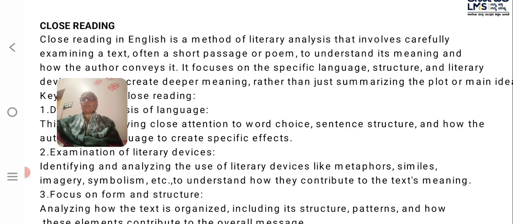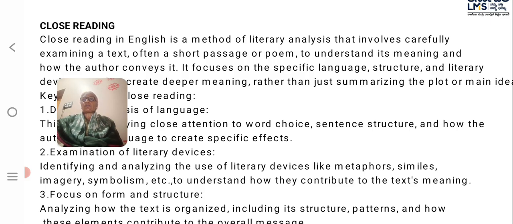The focus will be on form and structure. Close reading analyzes how the text is organized, including its structure, patterns, and how these elements contribute to the overall message of the text.